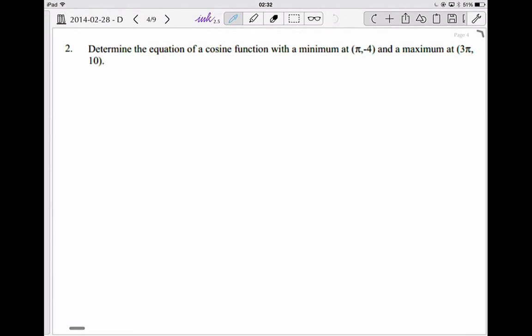Now we're going to determine the equation of a cosine function. Oh boy, they gave us specific points. Let's see if I can graph this. So we've got pi and 3 pi. I'm going to put my axis over here. 1, 2, 3 pi, 10. Okay, and pi, -4. Well, -4 is not as big as 10, so down there.